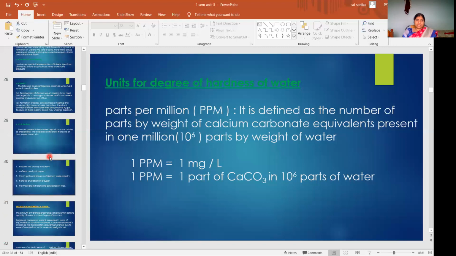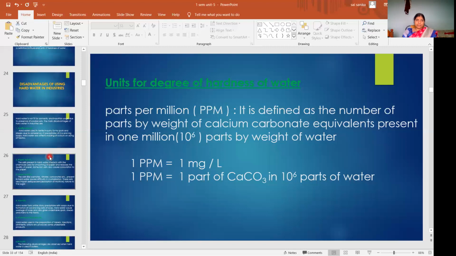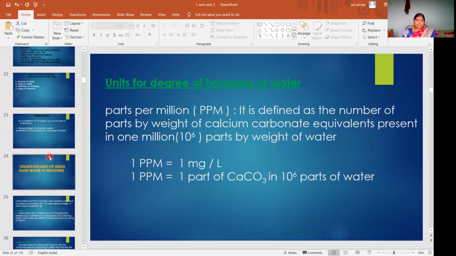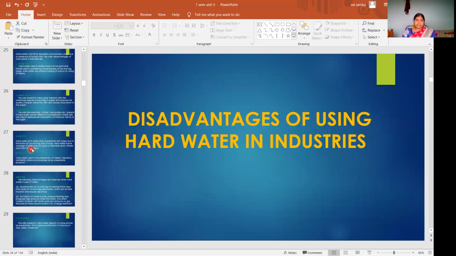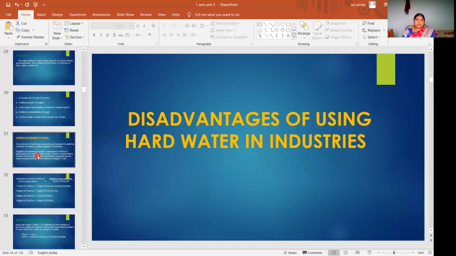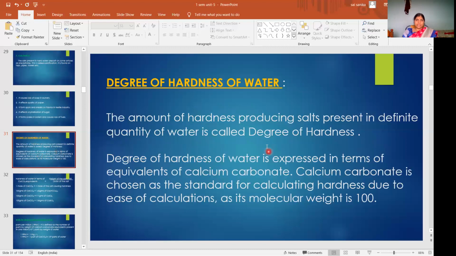So what we have studied in this period is the disadvantages of using hard water in industry. This is very important. Then, the degree of hardness of water definition. So what is degree of hardness of water? The amount of hardness producing salts present in a definite quantity of water is called degree of hardness of water.